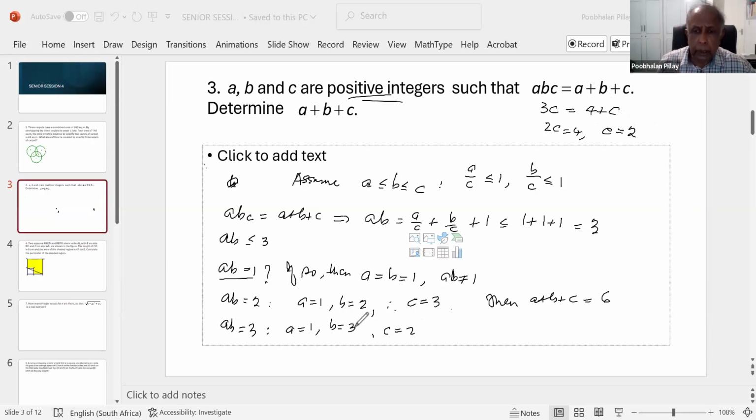But wait a minute. We said that A is less than B is less than C. So now how can C be equal to 2? C has to be larger than B. So this is not possible. It's out. So AB equals 3 also gives you an impossibility, and AB equals 1 gives you an impossibility. So there's only one solution, and this is the only solution.